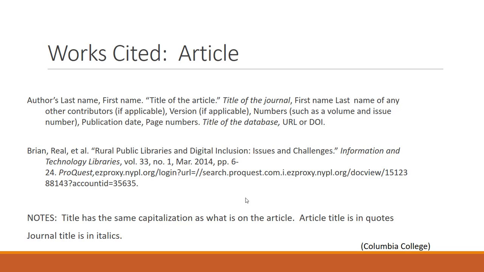So here's an example. So Bryan et al. Then it's Rural Public Libraries and Digital Inclusion. That's the title. It's in quotes. And then Information and Technologies Libraries is a journal. Volume number, comma, issue number, date with the month abbreviated, and then pages. Then the database, ProQuest, and then the link to see the article.